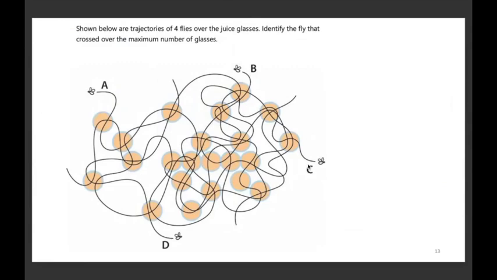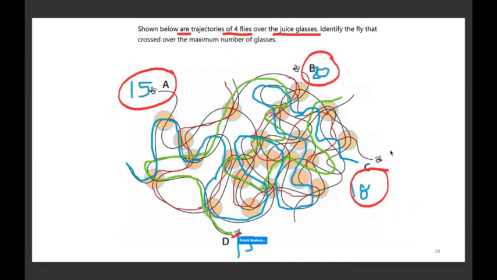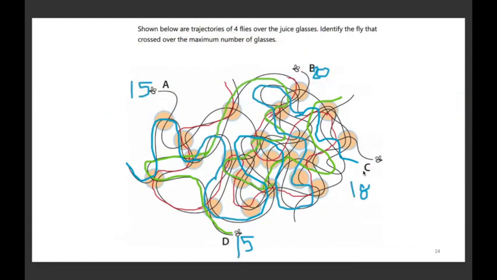Shown below are trajectories of 4 flies over juice glasses. You have to identify the fly that crosses over the maximum number of glasses. Okay. So this is how the fly moves. Option A's fly will move over 15 glasses, B fly will move over 20, C will move over 18, and D will move over 15. So the correct answer is option B, fly number B. Okay. We'll move to the next one.